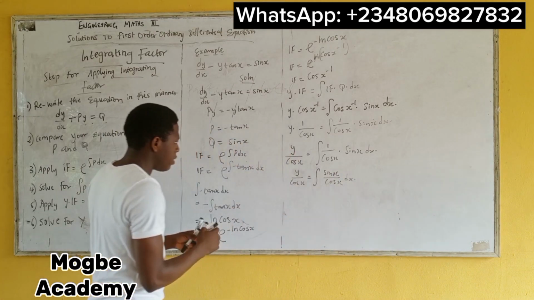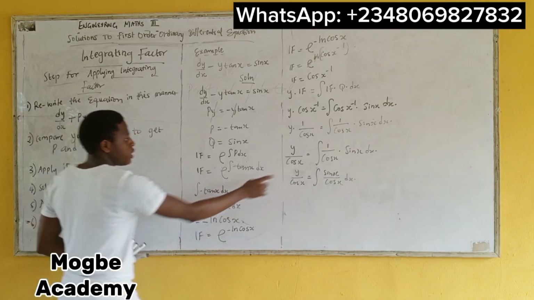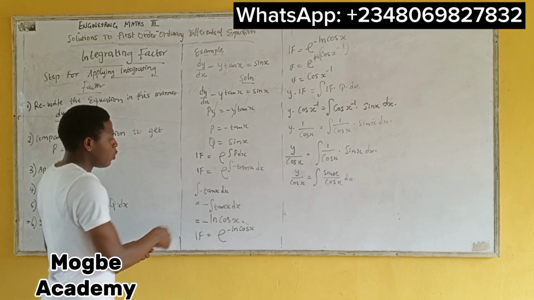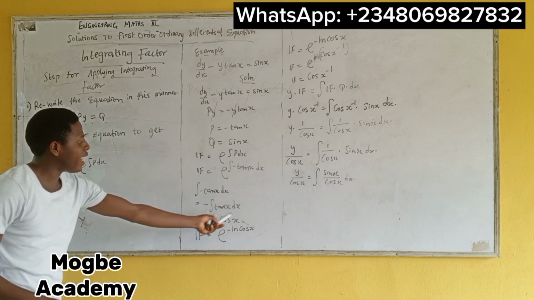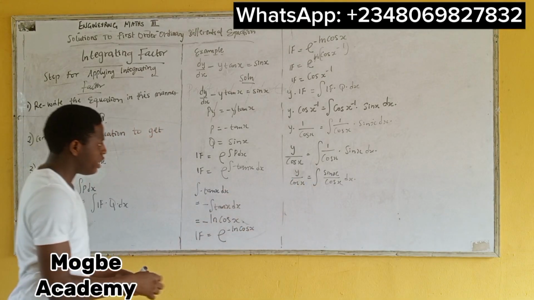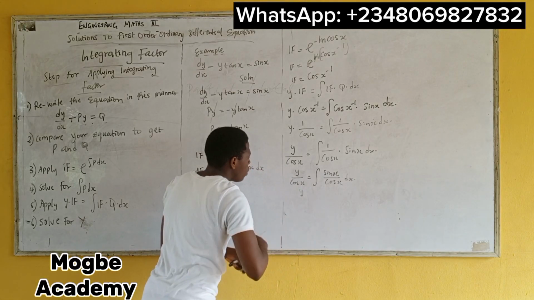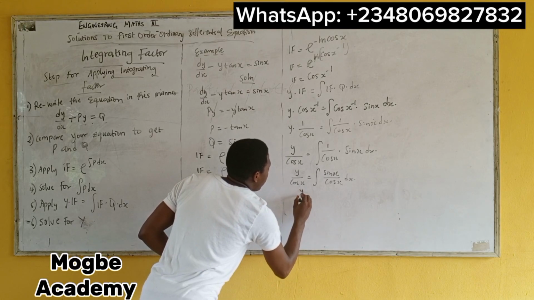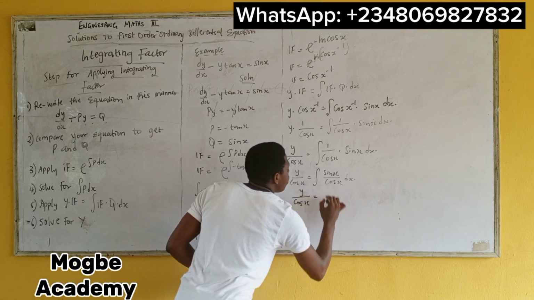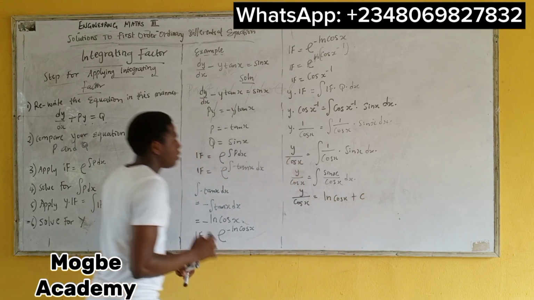Now if you look at it, this can be called this, that's integral of sine x over cos x. So what did we get when we did this? We got ln cos x. You understand? So if you solve for this, you simply have y divided by cos x is equal to ln cos x plus c.